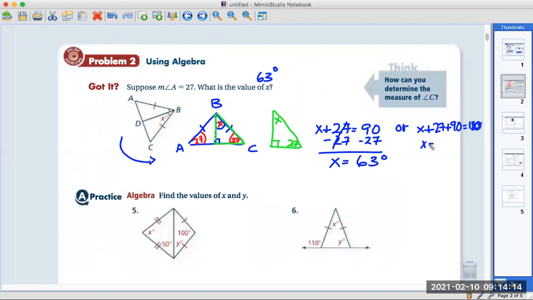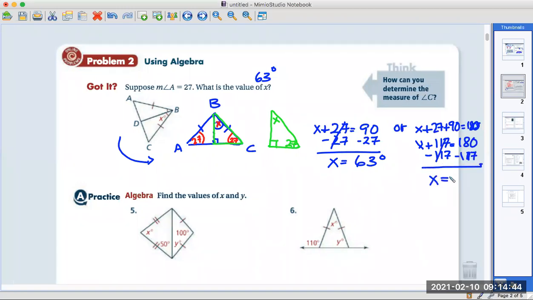27 plus 90 is 117. X plus 117, I think, is equal to 180. Subtract 117. So X equals 180 minus 117, which is 63. So then this is a little more complicated. To me, this is easier, right?